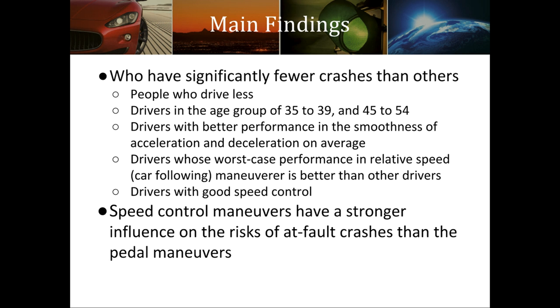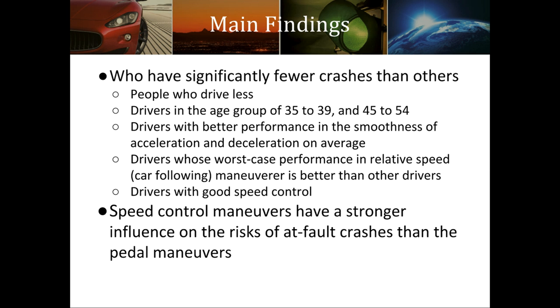The results inferred from the previous table are summarized here. In all models, vehicle miles traveled is positively significant, which suggests that people who drive more are more likely to have at-fault events. Additionally, drivers in the age groups of 35 to 39 and 45 to 54 are found to have fewer at-fault crashes. Driving performance measures are also found to demonstrate a significant relationship with the number of crashes. Recall that we calculated both the average and the worst performance values for each driver for each of the 5 performance measures. Among the 10 different performance measures that we calculated, our model results show that drivers with better performance in the smoothness of acceleration and deceleration on average, and drivers whose worst-case performance in relative speed maneuvers was better than other drivers, have significantly fewer crashes than others.